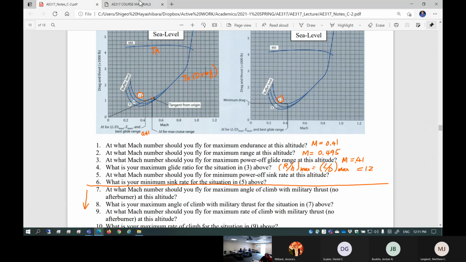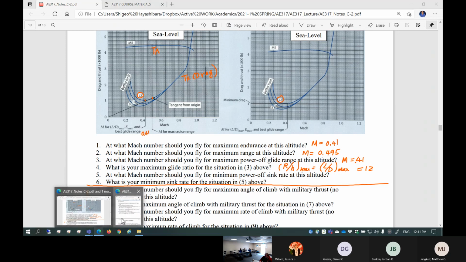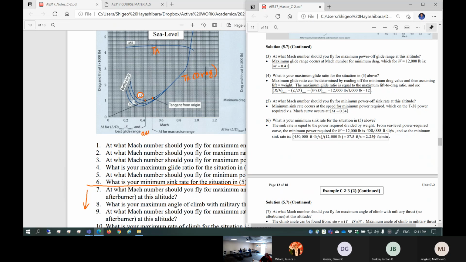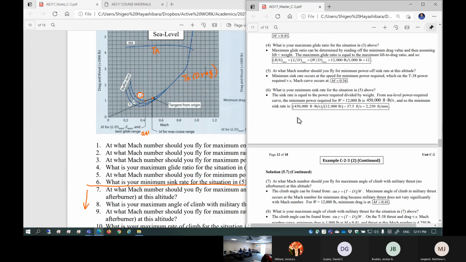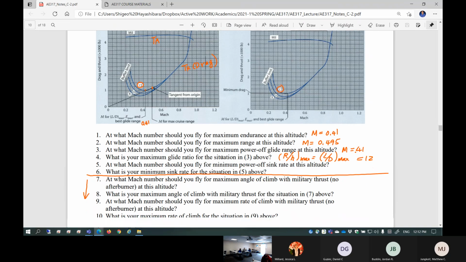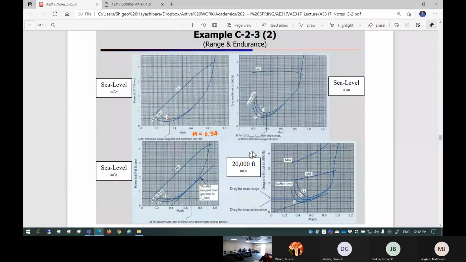Now you are going to switch over to this one. This is question 6. What is the minimum sink rate? The minimum sink rate equation is basically the minimum power required, divided by the weight of the airplane. So you need to read off the minimum power required, and you need to switch over to the power plot. So this is the power plot.